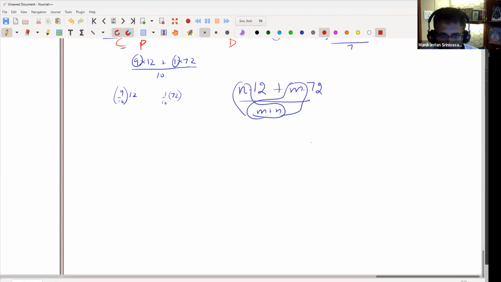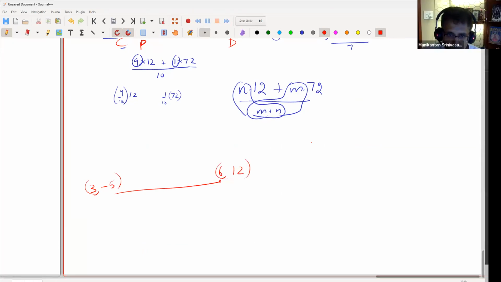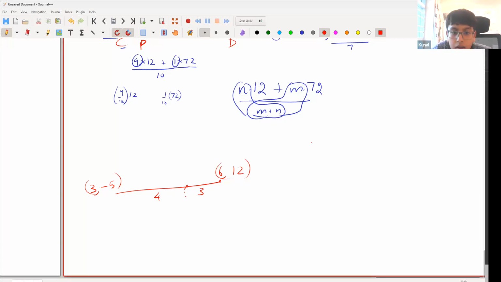So for example, let's say I have 3, -5, and let's say I have 6, 12. Suppose I have to split it in the ratio 4:3. I have to find a point P which is 4 parts to 3 parts. So this is P, and this is A, this is B.